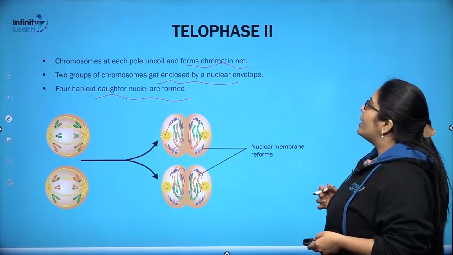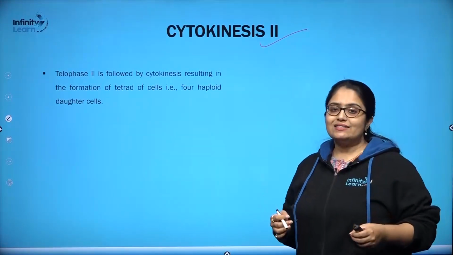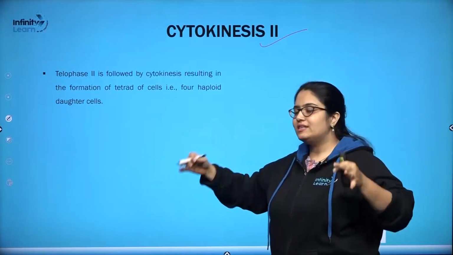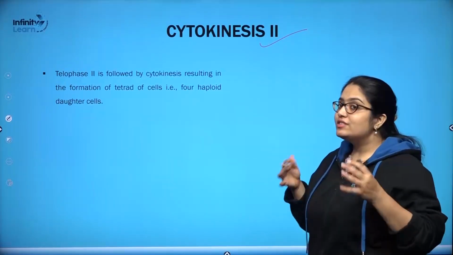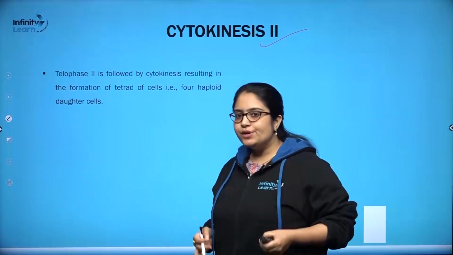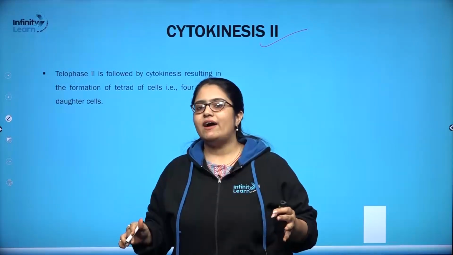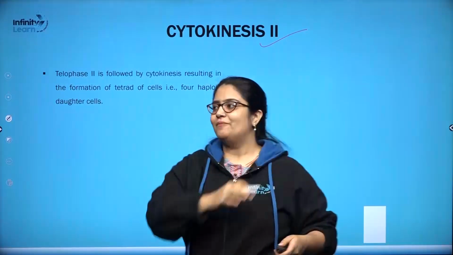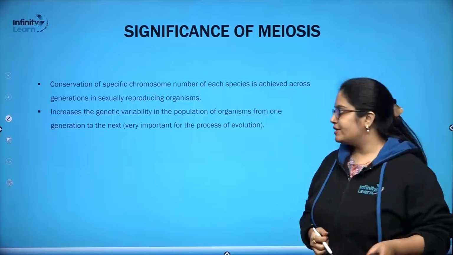Telophase 2 is going to be followed by cytokinesis 2. As a result, there will be formation of 4 haploid daughter cells at the end of cytokinesis 2. So this is how, my dear students, in meiosis, one diploid parental cell finally divides and gives rise to 4 haploid daughter cells. Now let's talk about the significance of meiosis and mitosis.